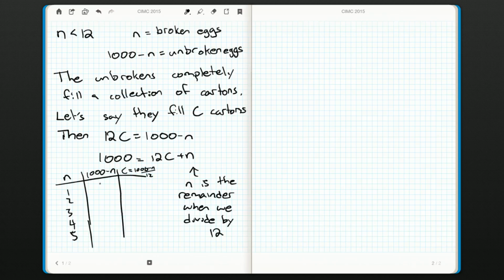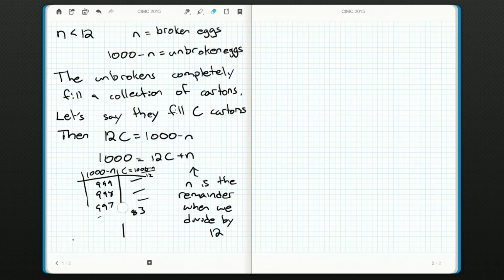So if we take 1, we get 999. Well, that's not divisible by 12, so C is not going to be an integer here. 998, nope, that's not going to work. 997, that won't work. But when we get to 4, 996, well, that's 83 multiplied by 12, and that would get us the answer as well. But we'd have to break it down to guess and check, and we try to avoid those things when we can. So that's another way to do it.